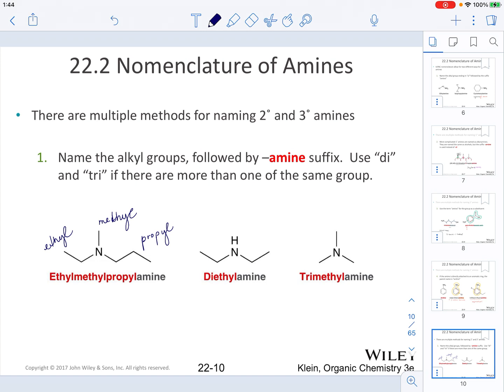Now, in the second molecule, we have two substituents that are the same. Here we have an ethyl group, and here we have an ethyl group. That's why we utilize the prefix di to symbolize that we have two of the same substituents on the nitrogen. And you can see that similarly in the last example, we have trimethyl because the nitrogen atom is surrounded by CH3s. Remember that amine is going to be the last word.